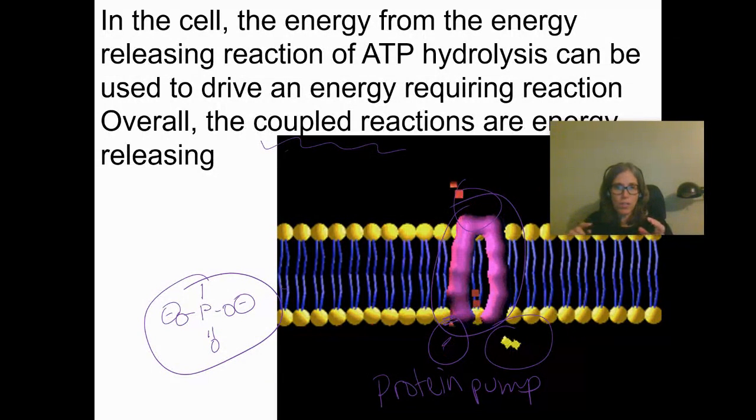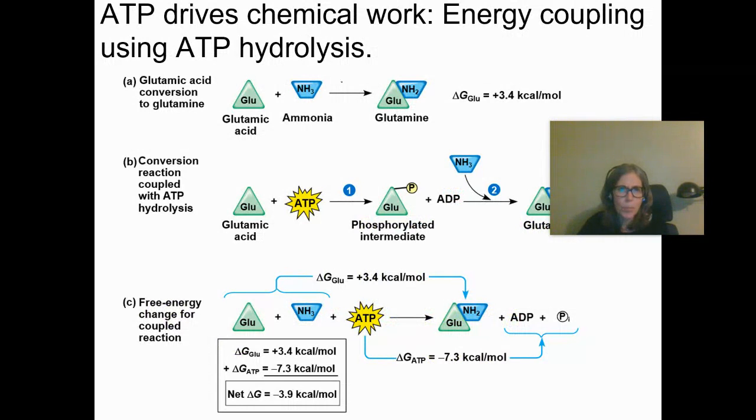So ATP is really the currency. It's the thing that your cells use directly for energy. And every other form of energy has to be converted to ATP. I think I have another example.